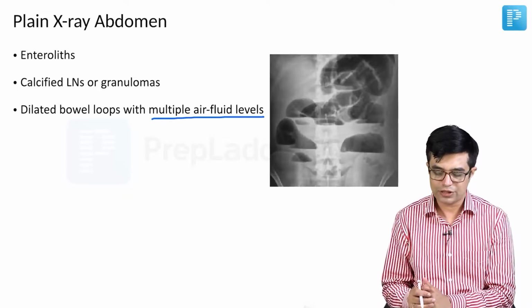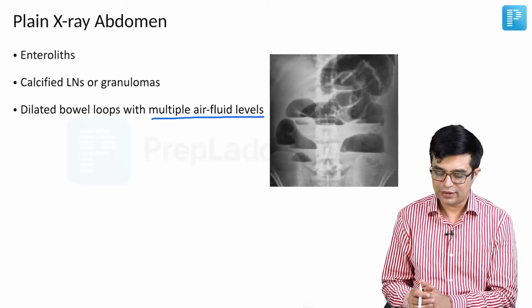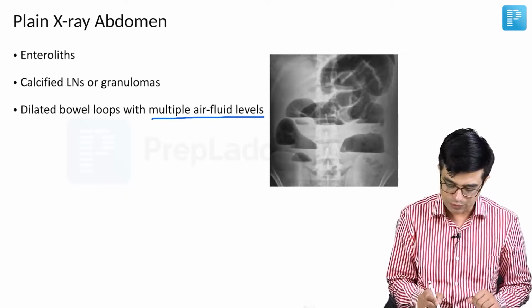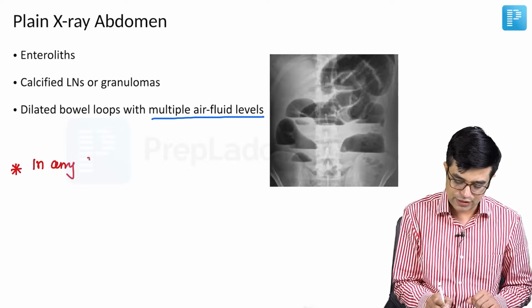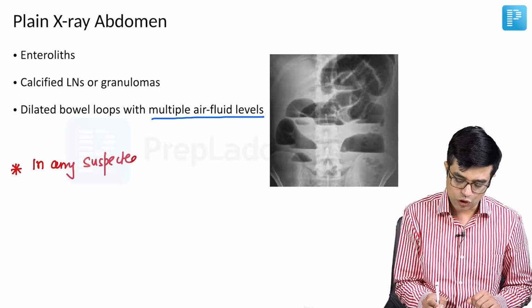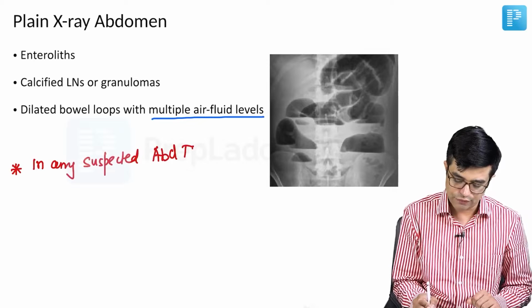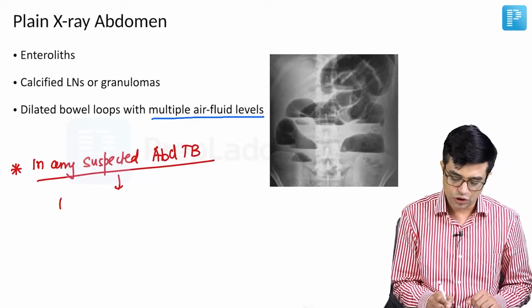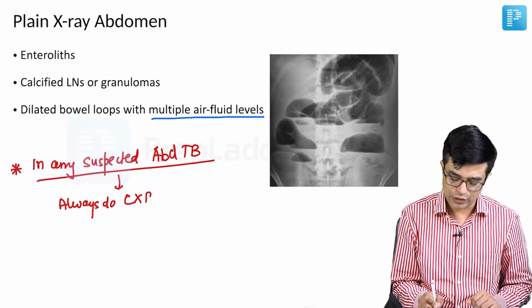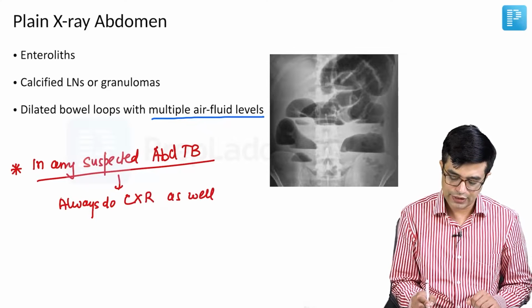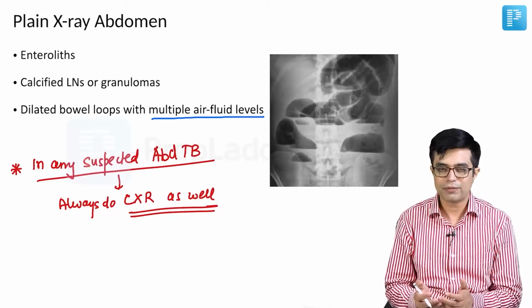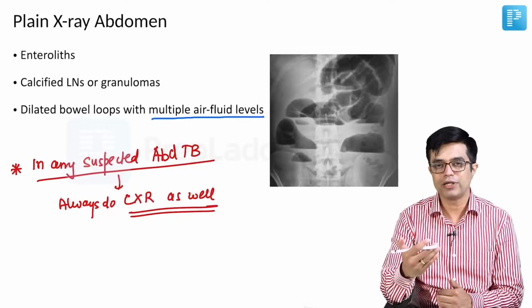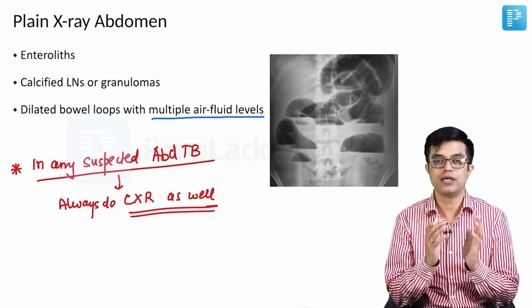So this is a photograph showing multiple air fluid levels in a patient with tuberculosis. A very, very important point. Please remember that in any suspected abdominal tuberculosis, whether it is in a child or adult, you should always do a chest X-ray as well. Why are we doing a chest X-ray? To identify any primary focus which is present. It is not always present, it is not always identifiable, but if you are able to identify it, it will add to our diagnostic accuracy.